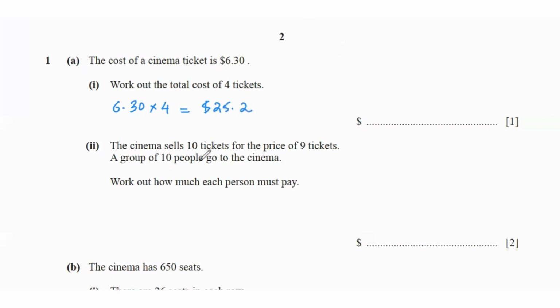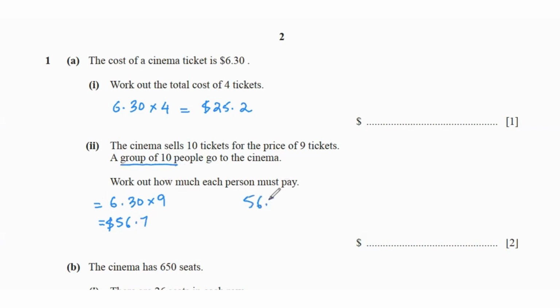Next part says that the cinema sells 10 tickets for the price of 9 tickets. A group of 10 people go to the cinema. Work out how much each person must pay. So the cost of 10 tickets is sold for the cost of 9 tickets. So what we do is we first find the cost of 9 tickets. So that's going to be 6.30 times 9, which is going to give us $56.70.